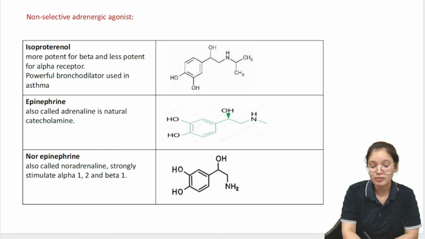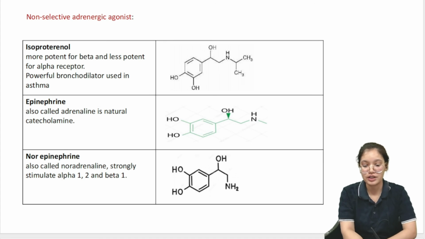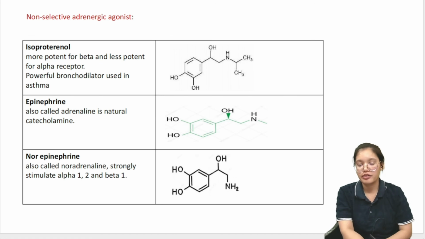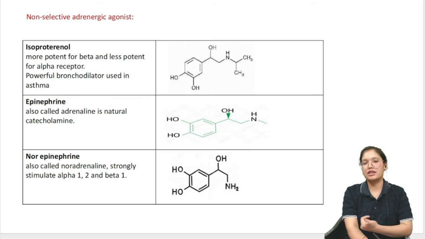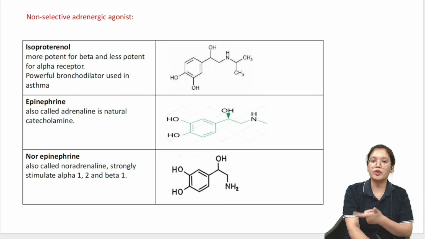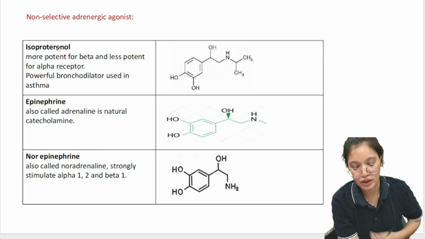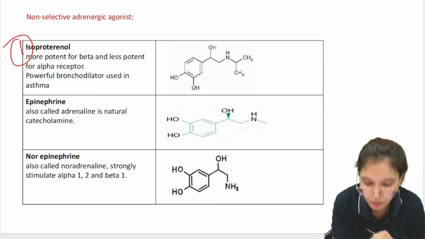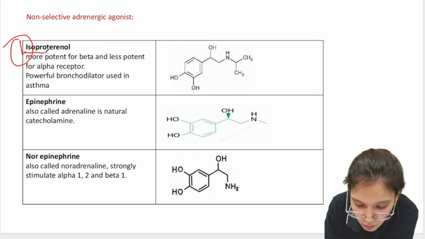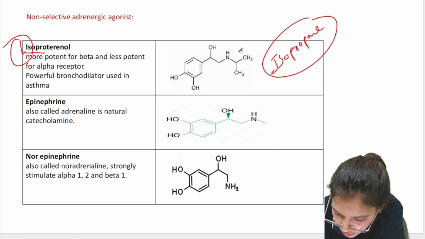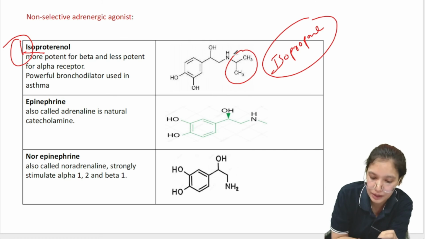Now, non-selective adrenergic agonists. These are non-selective. They are not selective for a particular receptor. They can act on different receptors: alpha receptor, beta receptor, alpha 1 or alpha 2, beta 1, beta 2, anywhere. So first is isoproterenol. From isopro we can say isopropane. So here we have isopropane.